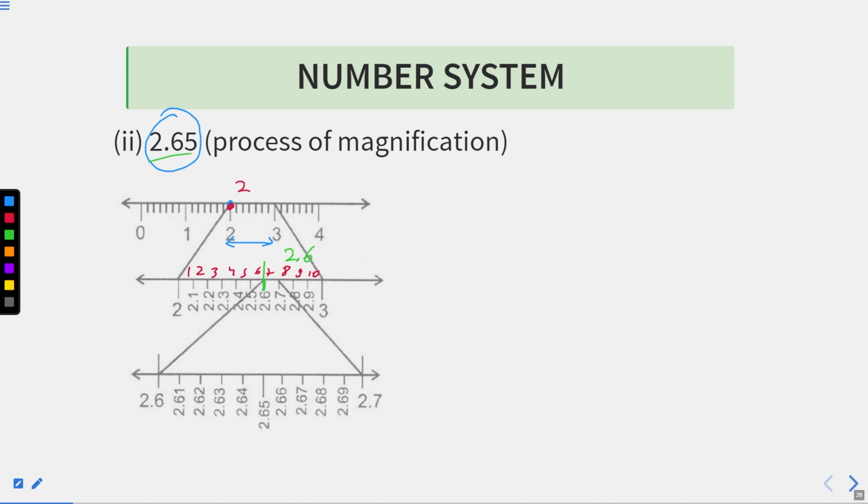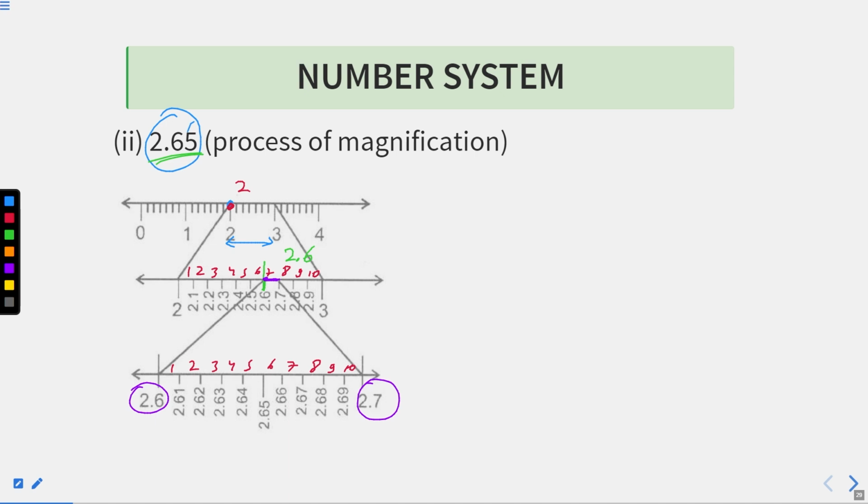We have to reach 2.65. So again we have to divide our region. So now our region is 2.6 to 2.7. So here we also divide it into 10 equal parts: 1, 2, 3, 4, 5, 6, 7, 8, 9, and 10. Now, at which point do we have to stop?